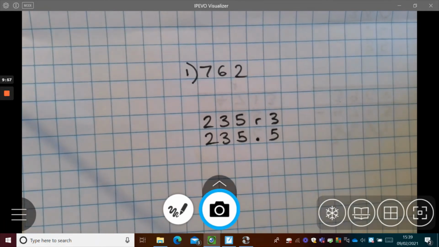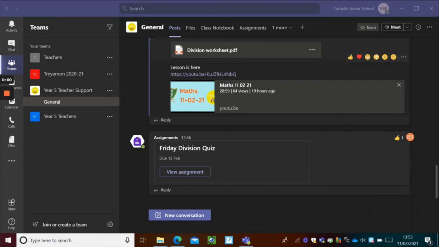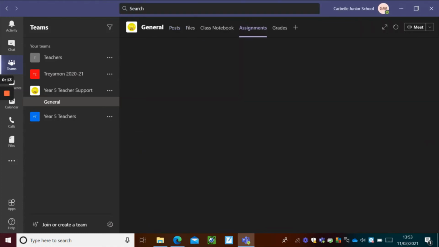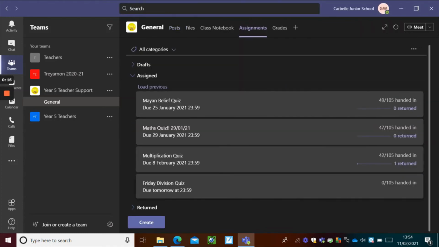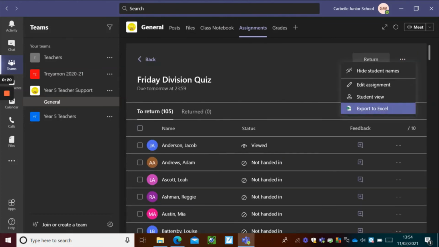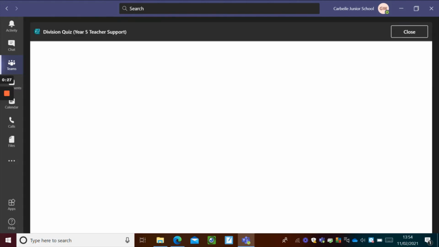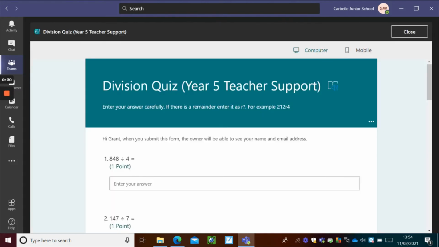So now I'll show you how we're going to get to today's quiz and how to answer it. Right, so I've opened up Teams here and I'm in the Year 5 Teacher Support page. Now you've either got the option to find it in the main posts section, there it says View Assignment, or you can go into Assignments in the tabs across the top, find the Friday Division quiz. Today we're doing the Friday Division quiz, and it should look like this to you. Here's Friday's Maths task. Watch the video first, so make sure you've watched all the video, which if you're listening to me, you have done.